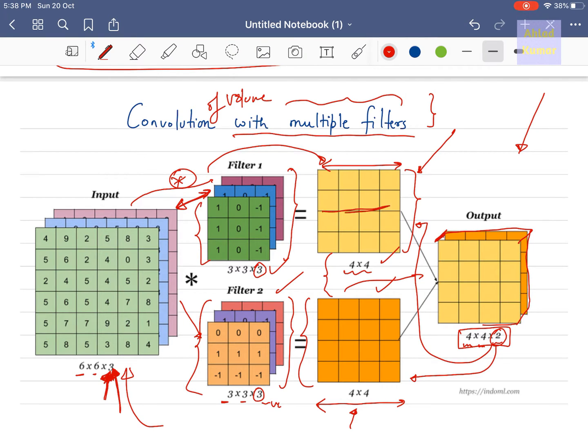So one may detect horizontal lines and the other may detect vertical lines. So these two features are cascaded over here, and this volume will be passed further through the next layers for more complex processing.